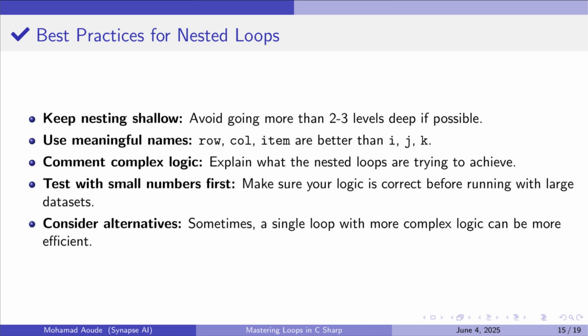Test with small data sets first. Verify the logic on a 3x3 grid before scaling to a 100x100 scenario. Consider alternatives. Sometimes a single loop with index arithmetic or a built-in collection method can do the job faster. By following these guidelines, you'll write cleaner, faster nested loops.